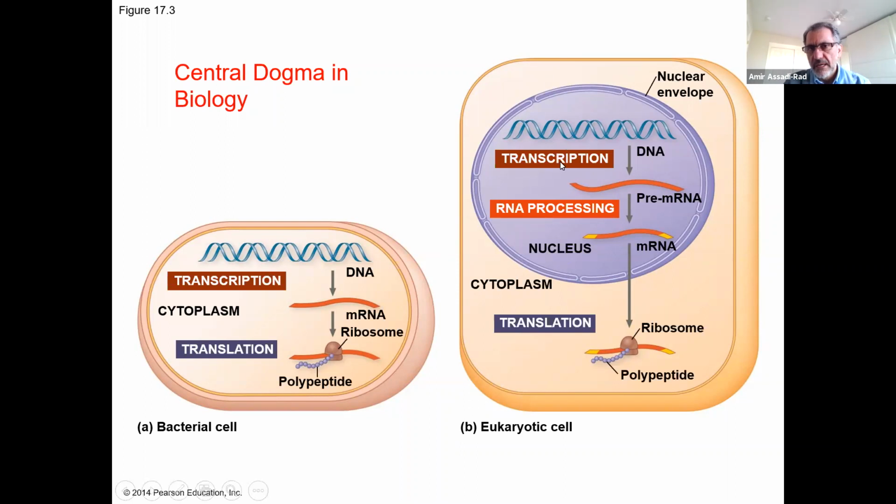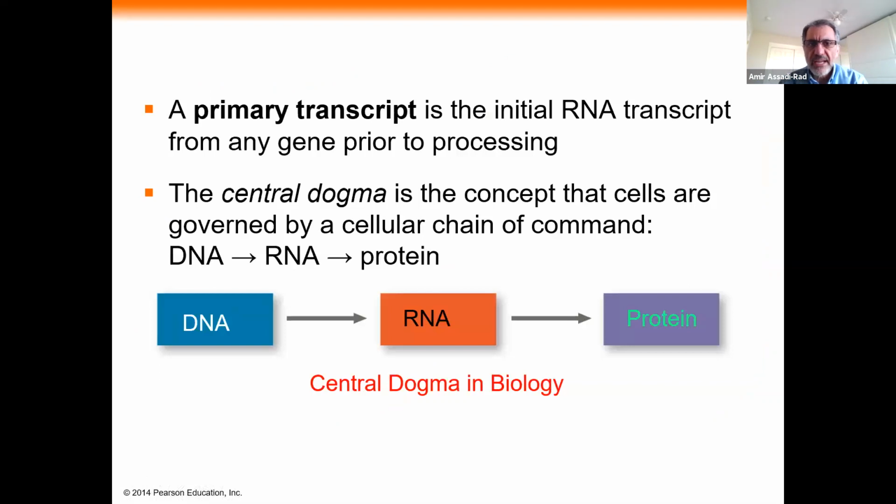This is in a eukaryotic cell. This is in a prokaryotic cell. They're showing you that this is happening. Prokaryotes do not have a nucleus like here. So in eukaryotic cells, transcription takes place in the nucleus and translation takes place in the cytoplasm. In a prokaryotic cell, they both take place in the cytoplasm. A primary transcript is the initial RNA transcribed from any gene prior to processing. The central dogma is the concept that I talked about: DNA, RNA, protein, central dogma.